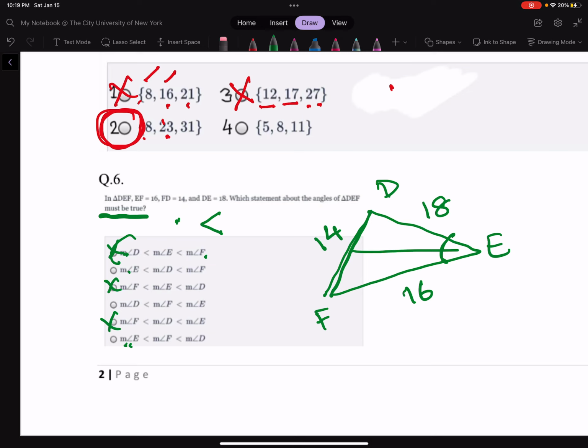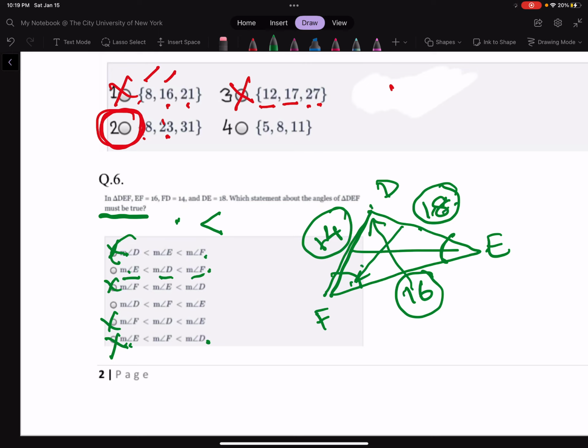Then you should look for the middle or the largest. I prefer to look for the largest, that is 18. Its opposite is F. So where is F? There is F. Here is not F. So the order should be E, D, F. 14's opposite is E, the middle side is 16 and its opposite is D, and the largest one is 18, its opposite is F. So this option is the answer.